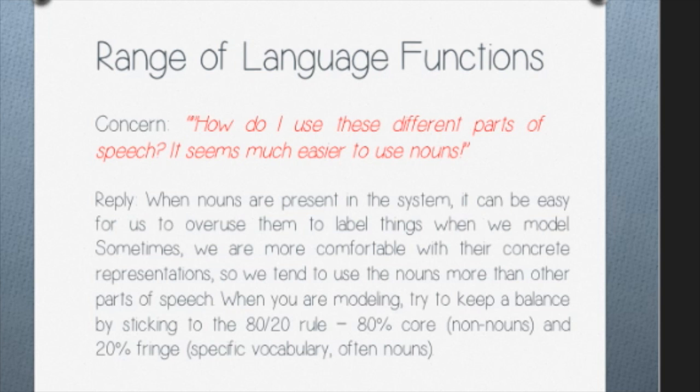So try to keep a balance. I try to use an 80-20 rule, so 80% core and 20% nouns being used in any particular activity in terms of modeling and availability. It helps to keep that in check.